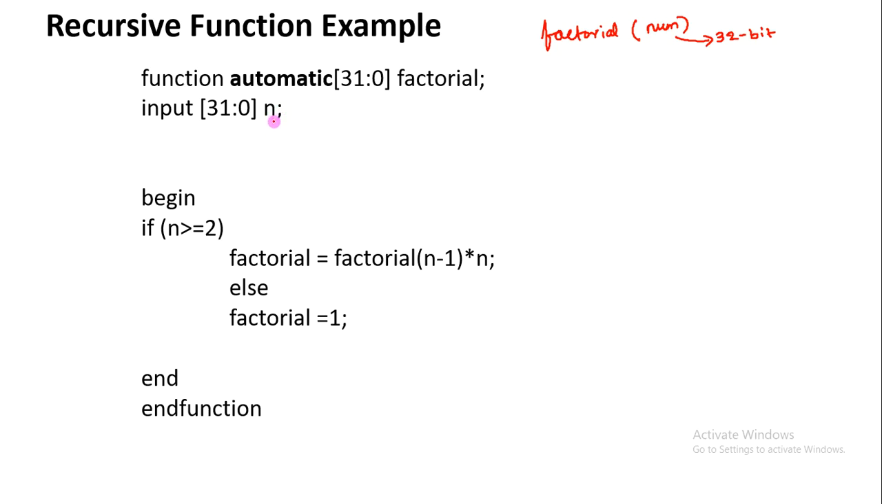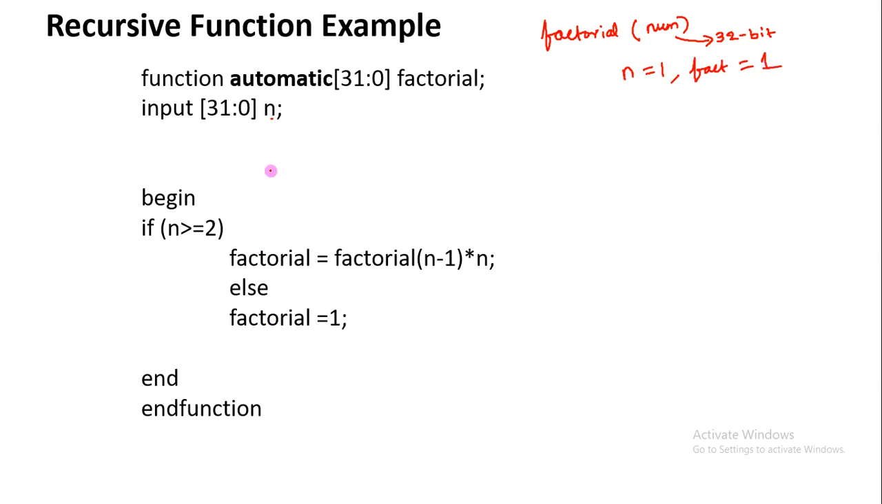Now with this n, whatever I receive from the Verilog module, let us see what we can do. I'm comparing it with 2. If it is greater than or equal to 2, then this particular thing gets executed. Else, the next thing gets executed. Let us take that it is false, meaning n is equal to 1. If n is equal to 1, factorial is equal to 1 itself.